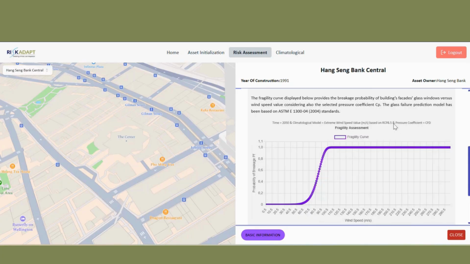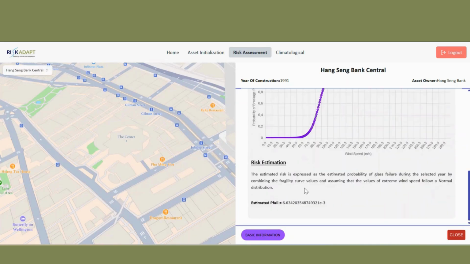Professor Lee showed the equations behind these estimations, and what I get is the probability of having a glass breakage, a glass failure, for varied wind speeds. Consider that in this case the glass has a thickness of 6 millimeters. And then, based on the data of the year of interest and the corresponding distribution of the wind speeds, so how possible is it to have a wind speed of a specific magnitude, I can get the estimated probability of failure, which is 6.6 times 10 to the minus 3.